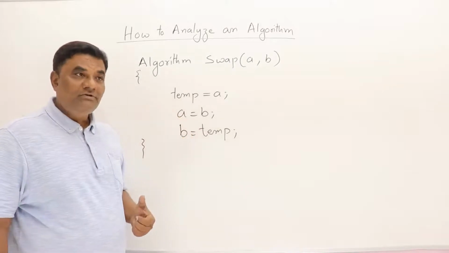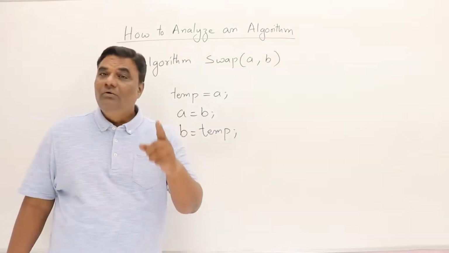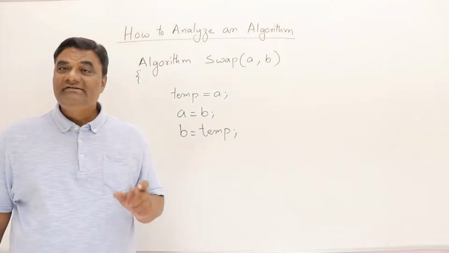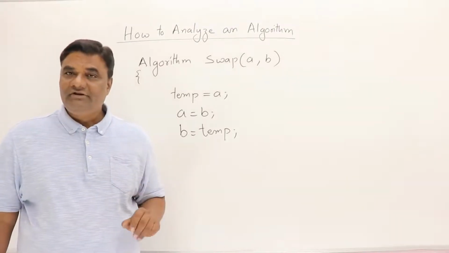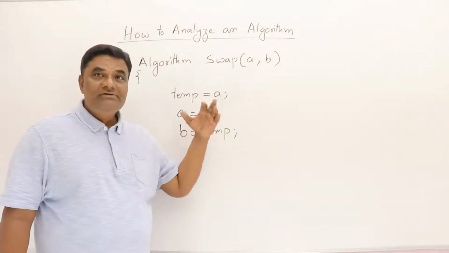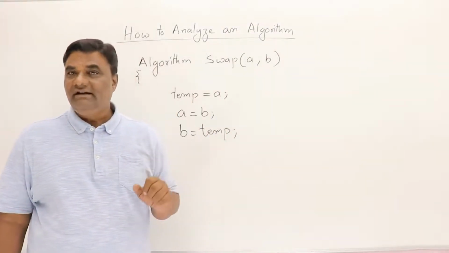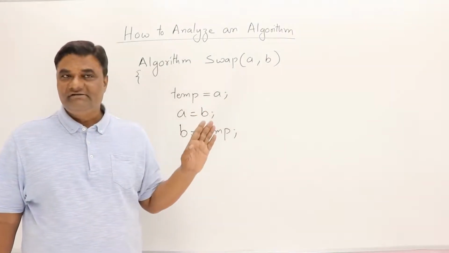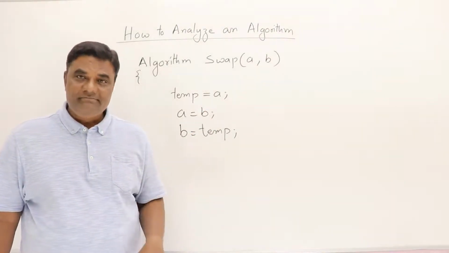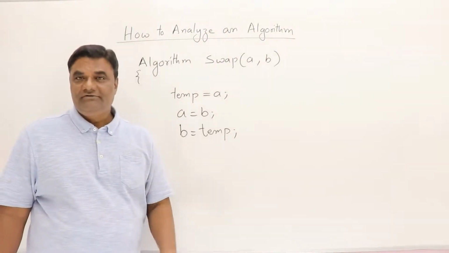Then how to assume? Now we say that every simple statement in an algorithm takes 1 unit of time. If suppose the algorithm is calling another algorithm, using another procedure, then we have to analyze that also in detail. So simple means just direct statements. It's not a nested statement, right? So for a single statement, each statement takes 1 unit of time.